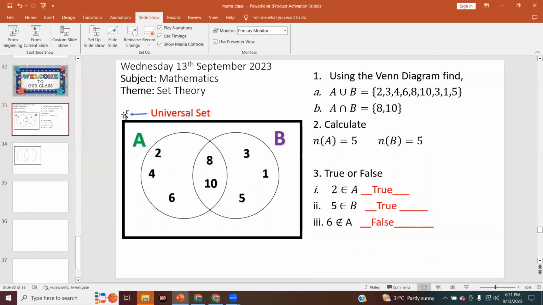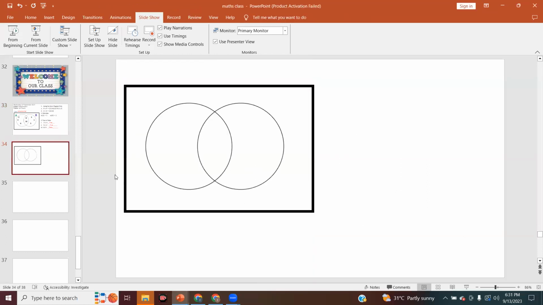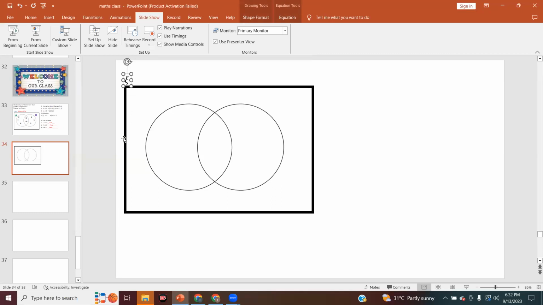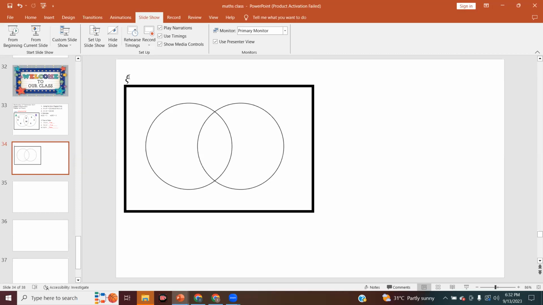Okay, so for this Venn diagram, we're doing a new one. We have this symbol. Class, what does this symbol mean? Universal set. Yes, this means universal set. What is another way we could represent the universal set? What other letter could we use? A capital U. Very good.